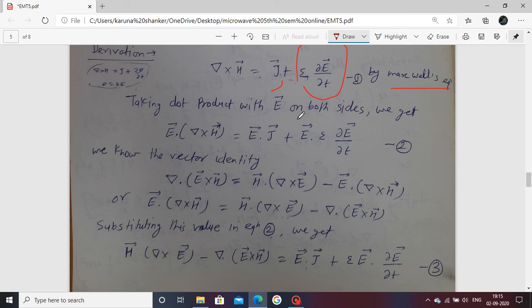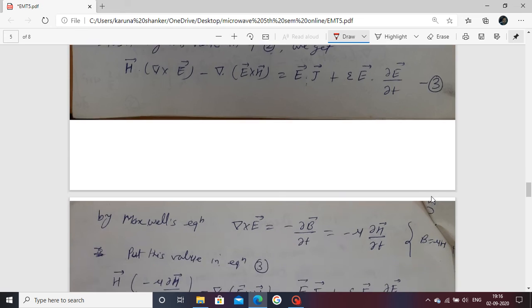Now taking the dot product on both sides in this equation 1. Now use one of the vector identities, this one, and arrange this. This comes on the left hand side, and arranging this value, it comes in this form. Now we have seen this value comes in this form. Now put this value in this equation 2, and this equation 3 is created here.